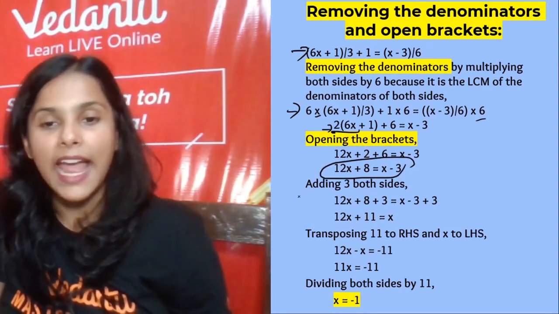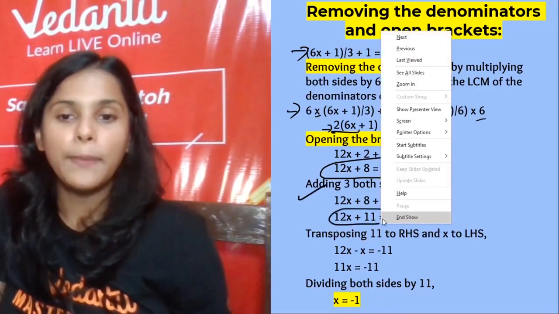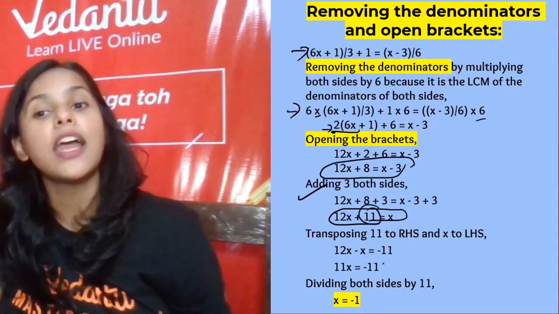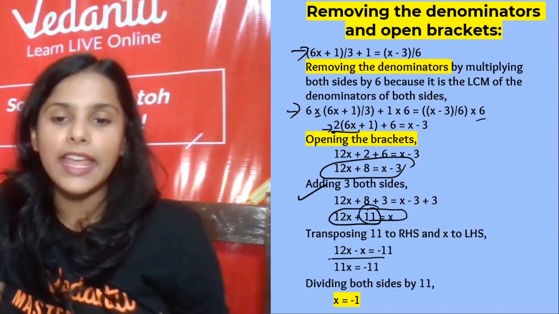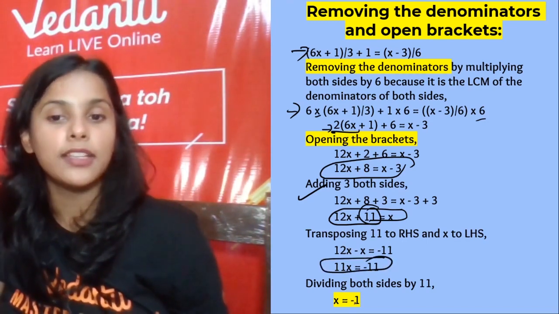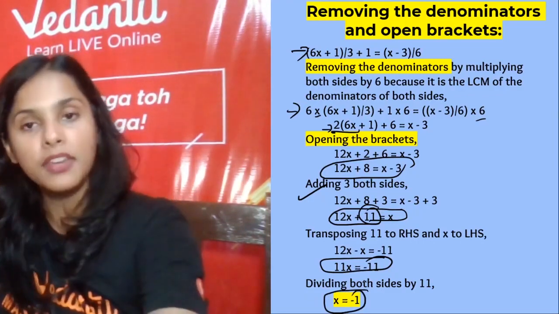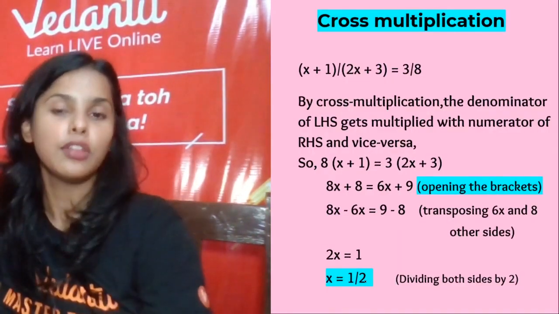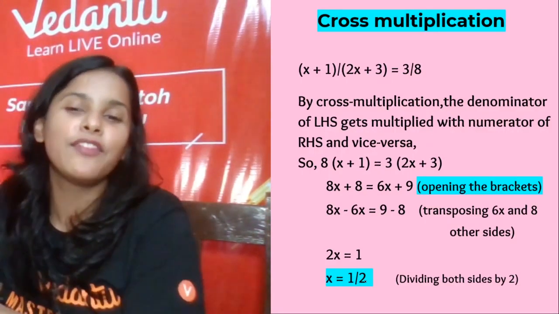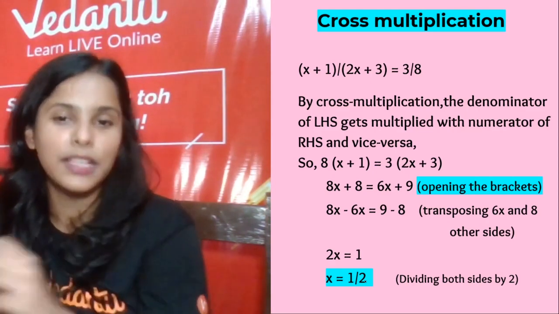Now just simply using the balancing method, you got 12x plus 11 is equal to x. Now transposing, you got 11x equals minus 11. So transposing 11 again to the RHS, you got x is equal to minus 1. Next method, cross multiplication. By doing cross multiplication, you can quickly find out the value of the variable. I think personally it is the simplest way.